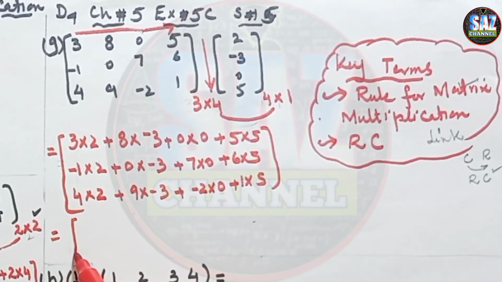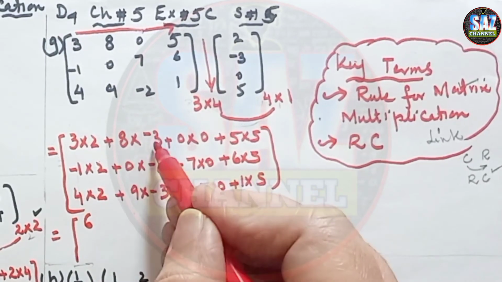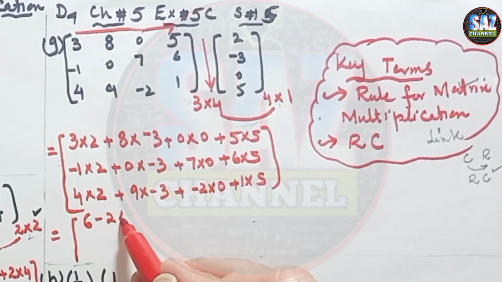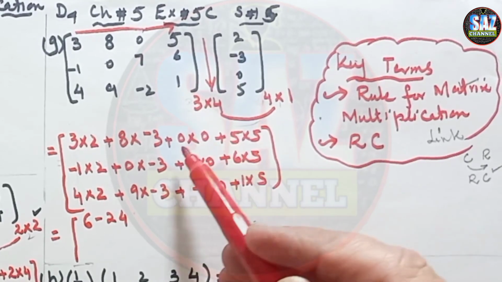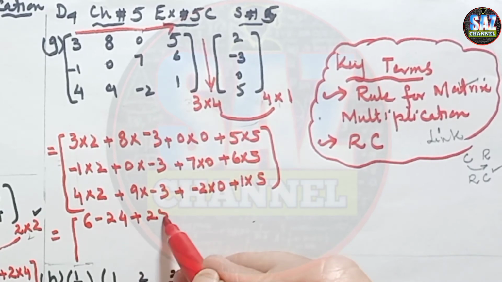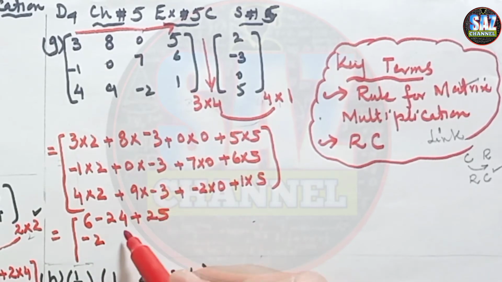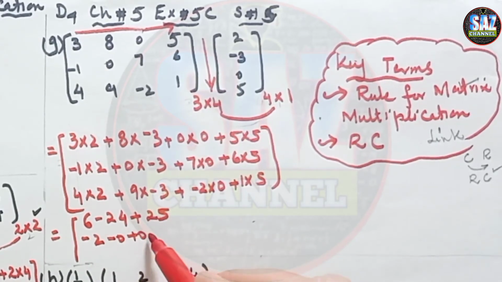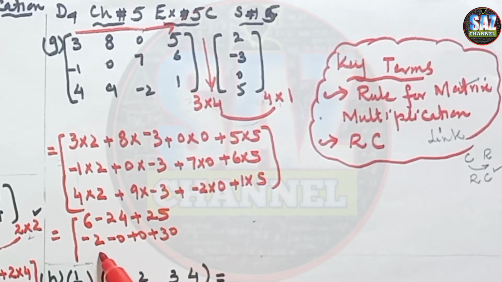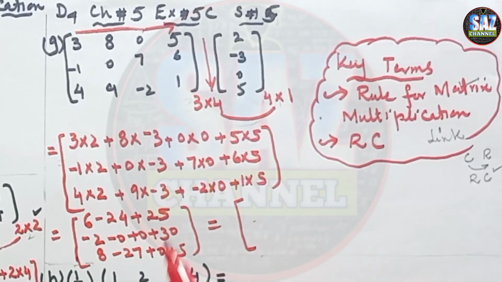Then carefully get the product. This is 6 plus 8 3s are 24 minus 24, and then this is 0 plus 25. Coming to the second row, minus 2, 0 plus 0 plus 30, and coming to the last row, this is 8 minus 27 plus 0 plus 5, and I have to close the bracket, and then I have to solve these entries carefully.